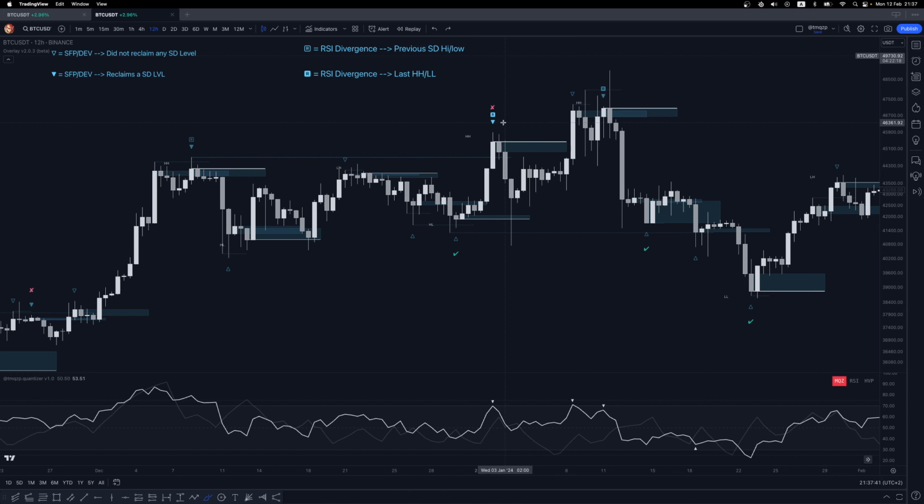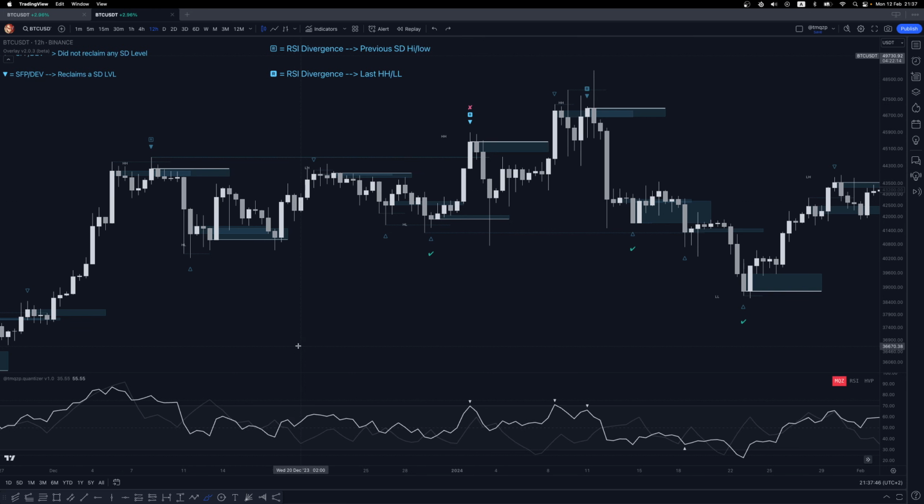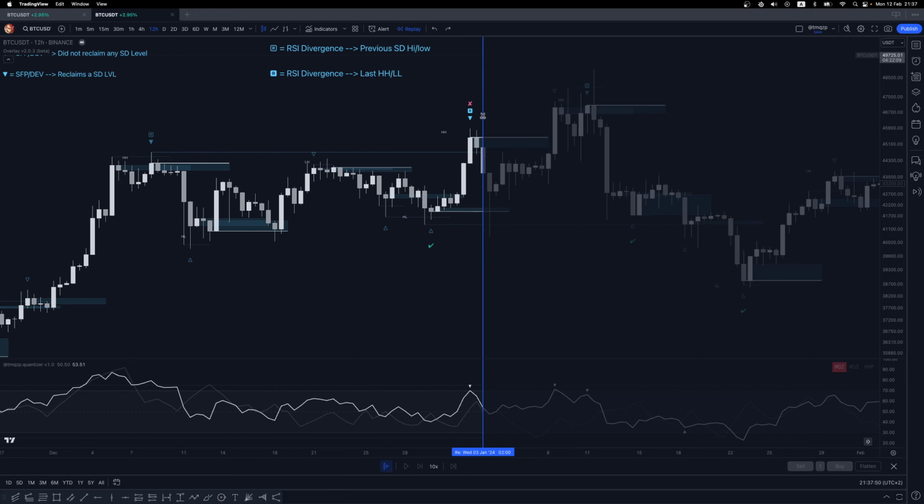This took me a long time to get right. I struggled quite a bit with this, but I'm very happy with it. It's so cool. So we can actually just let it play in the replay tool so you can see what happens.